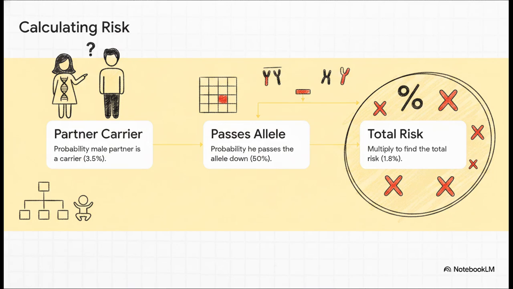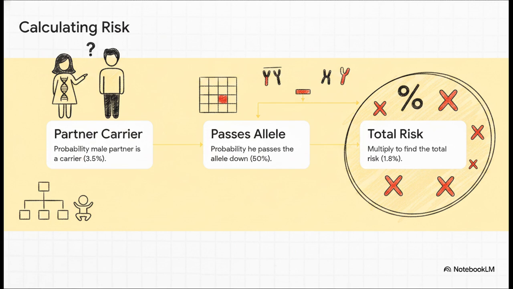Let's ground this in a real family planning scenario. Imagine a female who actually has cystic fibrosis. Because she has the disease, we know for a fact she will pass down one disease allele to her child. Now, say she wants to have a child with a Northern European male, but he has no idea what his carrier status is. What are the odds their child will be affected?